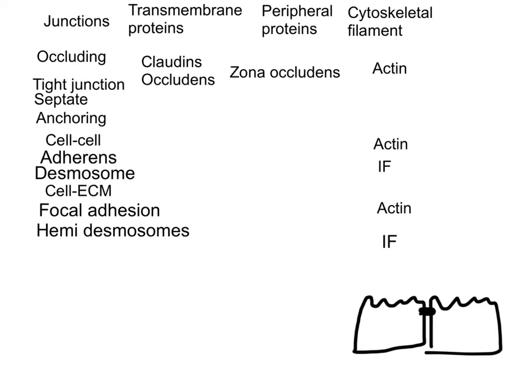Anybody remember the proteins? Catenins. It's cadherin. So which one is which? Cadherin. Cadherin was the transmembrane protein of adherens junctions, and the peripheral membrane protein was called catenin.